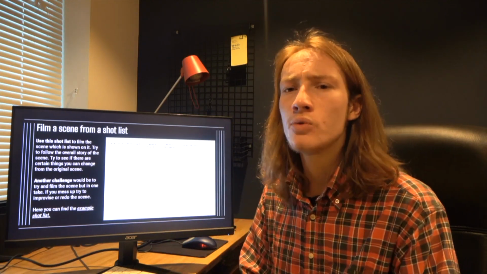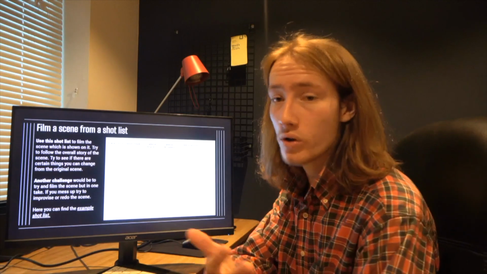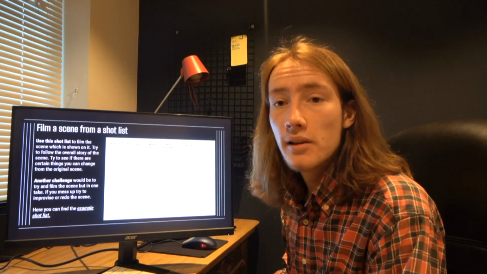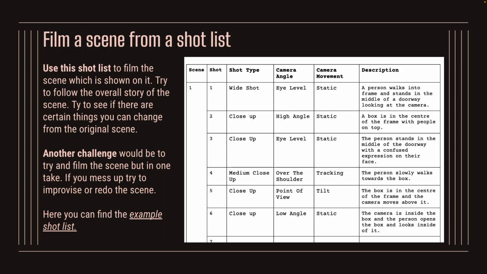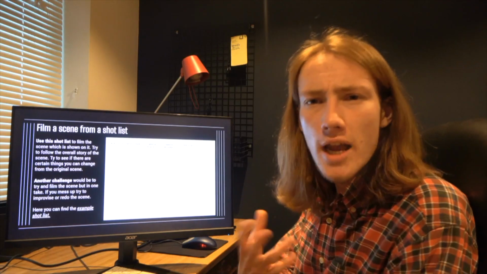But you don't have to follow it exactly, you can of course, but really you could change things up a little bit. Maybe instead of a tracking shot you could have a pan, maybe instead of a high angle you could have a low angle, but just change it a little bit.